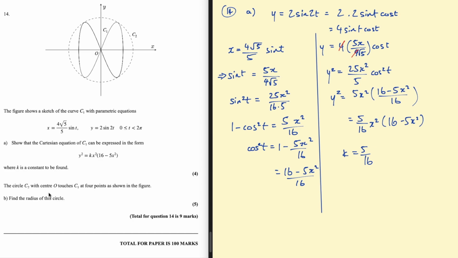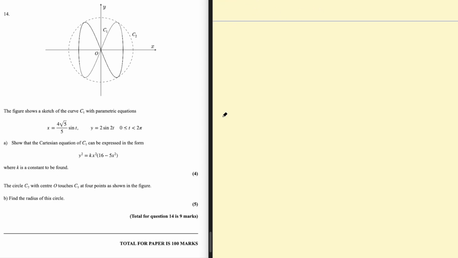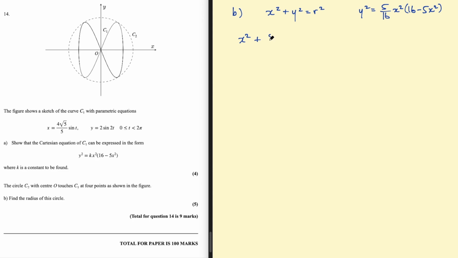Part B says the circle C2 with center at the origin touches C1 at 4 points as shown in the figure. Find the radius of this circle. Okay, firstly, let's recognize that for part B, we can say the equation of the circle is x squared plus y squared equals r squared because the center is at 0, 0. And we also know that y squared equals 5 on 16 x squared multiplied by 16 take 5x squared. Okay, then we can use these two equations to solve for r. So substitute this expression for y squared. We're going to get x squared plus 5 on 16 x squared times 16 take 5x squared equals r squared.